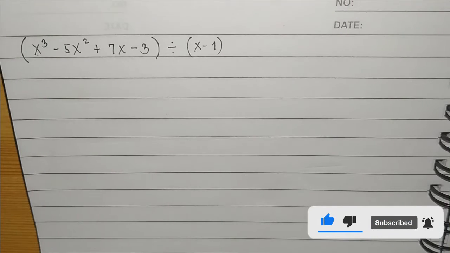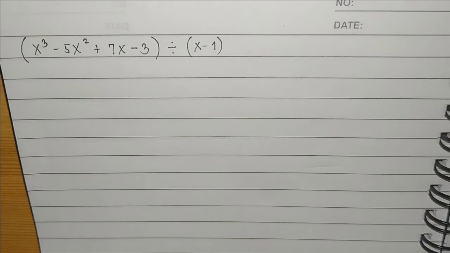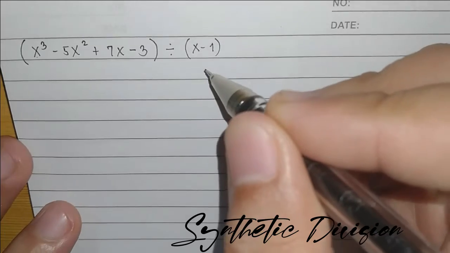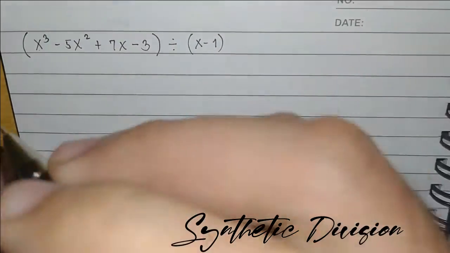So let's say we have the polynomial x cubed minus 5x squared plus 7x minus 3 divided by x minus 1. So this time, we'll be using synthetic division para mas madali yung pagdi-divide natin at para mas mabilis nating mahanap yung quotient. So we have here the divisor x minus 1.